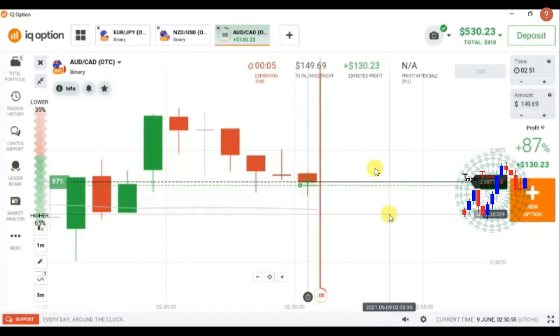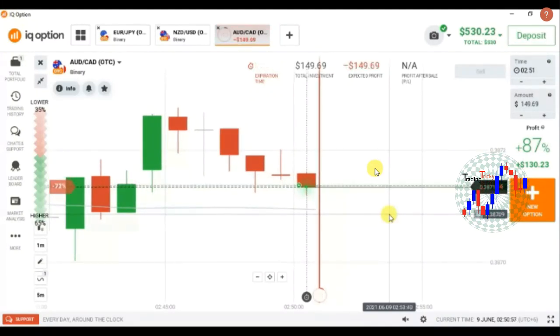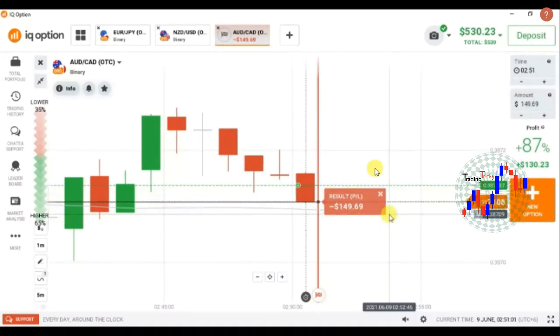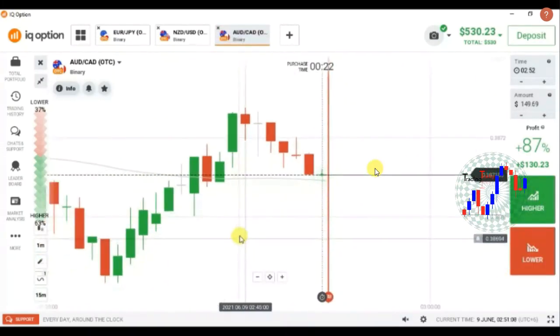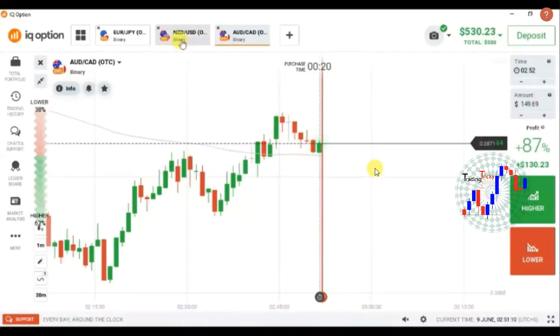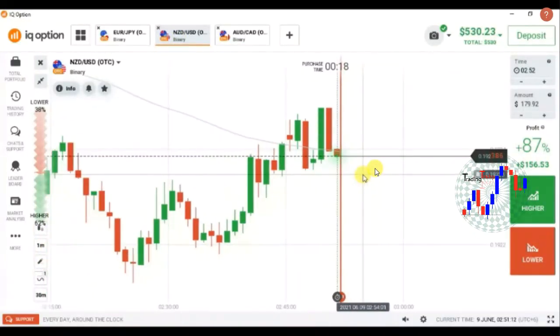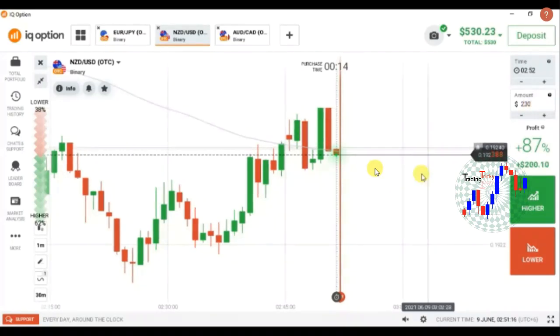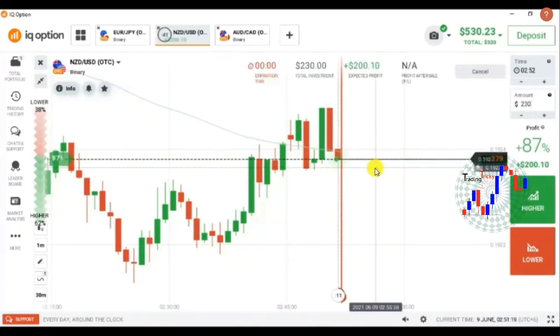Okay, but if I win, it's good luck. No, as you can see, very strong sellers entry. Okay, no need to worry. I have one loss, but I'm getting a good chance, so I think I can recover my previous losses here. Okay, I'm going with sellers.